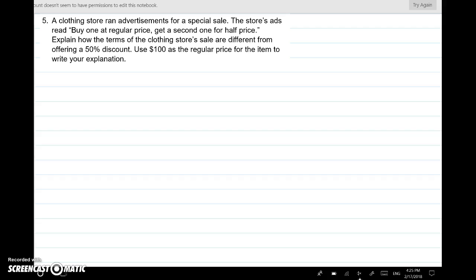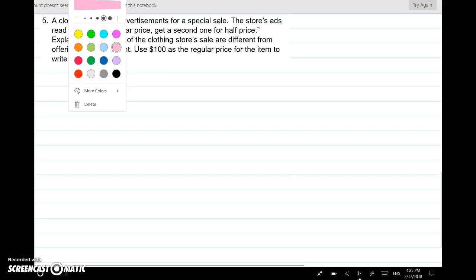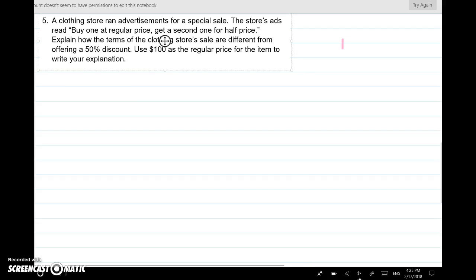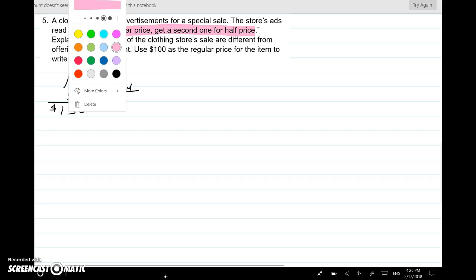Okay, so let's look at the first piece here. Buy one at regular price and get a second one for half price. So if I buy something for $100, this is for the first item. My second item is half price. Half of 100 is 50, and that's $150.